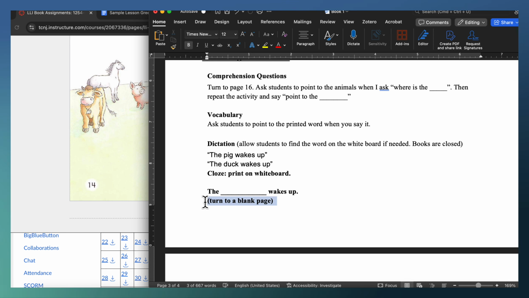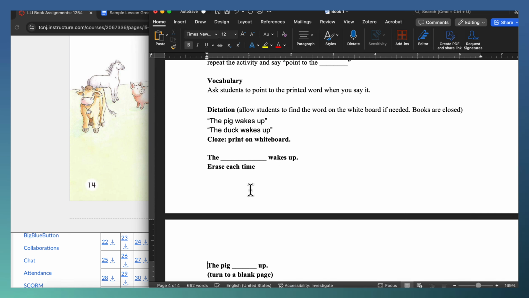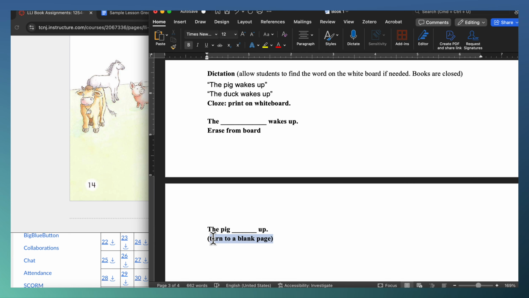The other day I did it on a piece of paper instead of on the whiteboard to give them some practice writing, and erase from board. All right. And then we did a third one. The cow wakes up, right? And they fill in the blank here.